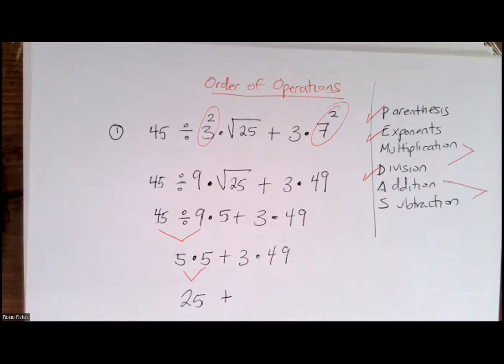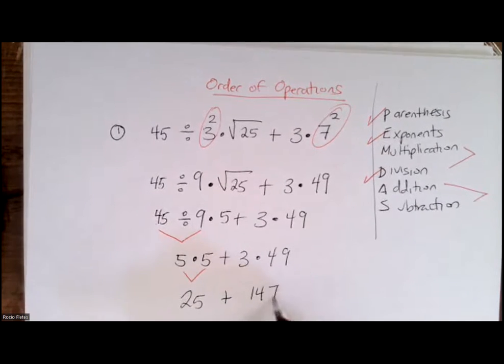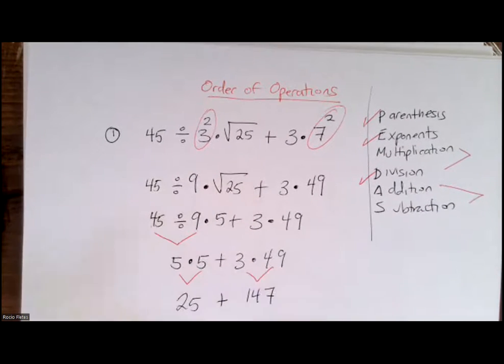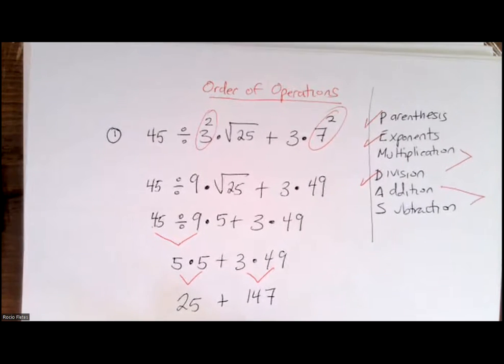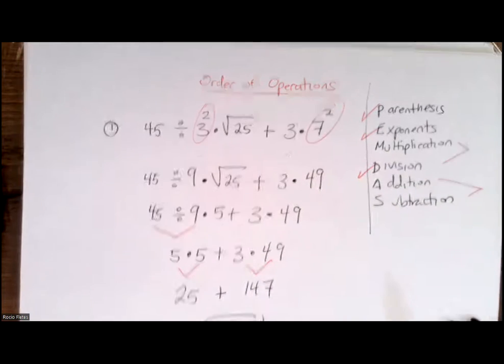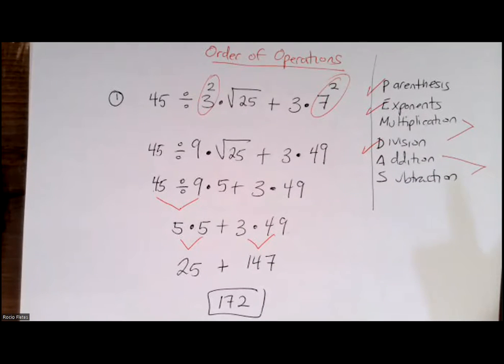So 3 times 49, that's 147, right? When you multiply these two, and then you add the 2, so 25. I was just double checking to make sure that I didn't make a mistake. Then you add the 2, you get 172, right? When you add the 2.